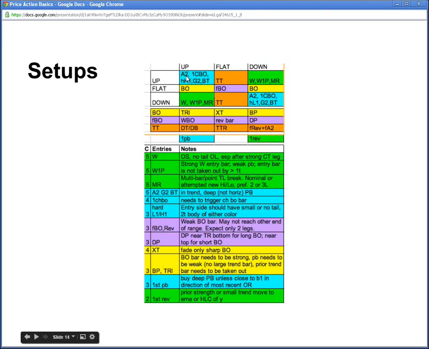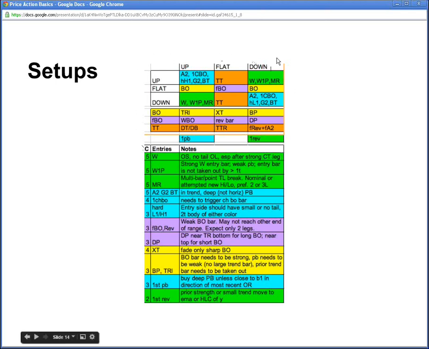And that of course needs to be in a trend. If it's in a trading range, it doesn't mean anything, right? So this is my setup chart. I will put this somewhere on my website where you can download it or whatever. You can keep this on your trading screen as a reference.